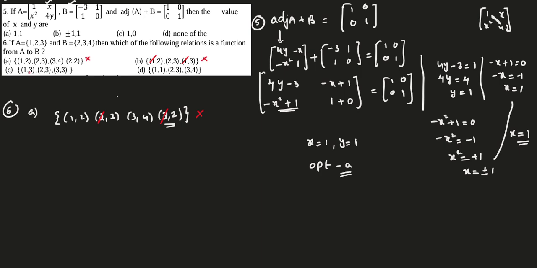Coming to the third one: (1, 3), (2, 3), (3, 3). See, the first elements are not repeated, but the second element is repeated. The second element being repeated does not matter, so you can take this as a function. And the last one: (1, 1), (2, 3), (3, 4). See, nothing is repeated, but in the codomain, 1 is not included. So this is not a function. So your answer is option C.